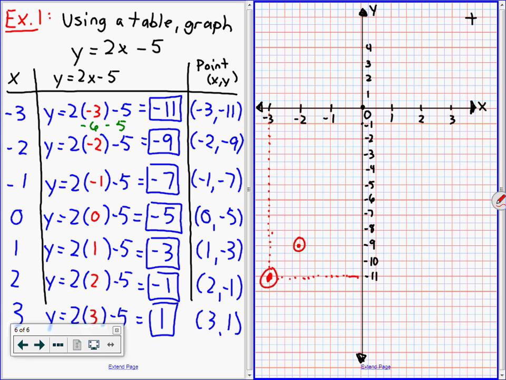Okay. Negative 1 and negative 7. 0 and negative 5. 1 and negative 3. 2 and negative 1. 1 and 1.